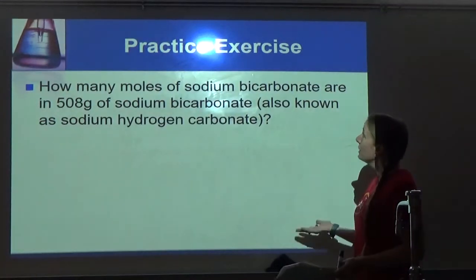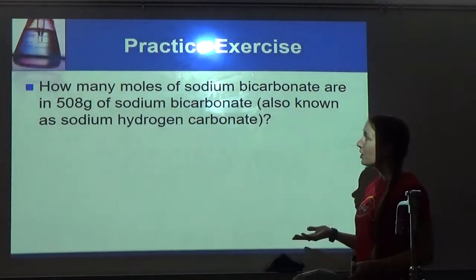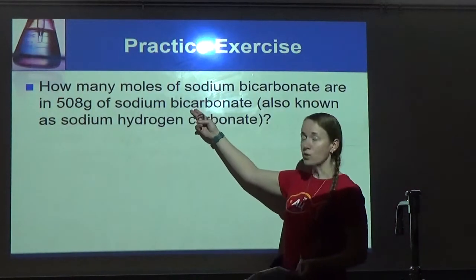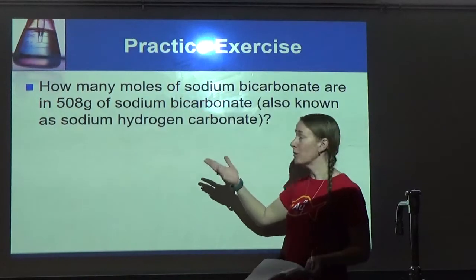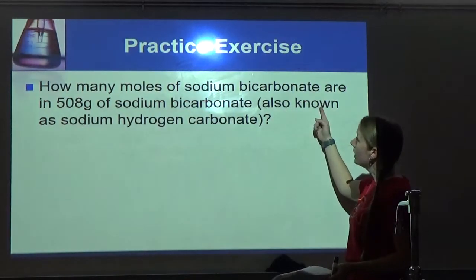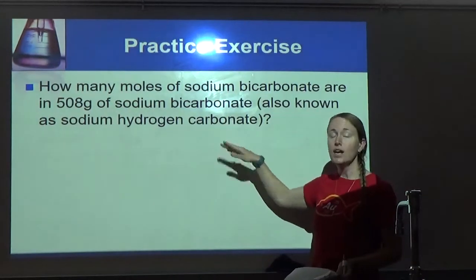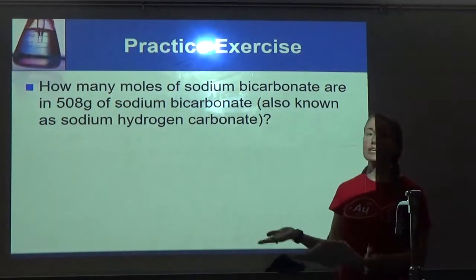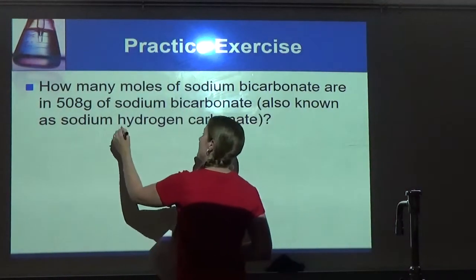So it says, how many moles of sodium bicarbonate are in 508 grams of sodium bicarbonate? So one thing, an older name for the polyatomic ion hydrogen carbonate is bicarbonate. So I'll put this little blurb in there for you. So it's also known as sodium hydrogen carbonate. So if you see bicarbonate, it's just hydrogen carbonate. So first, let's write our formula. So sodium is Na positive.